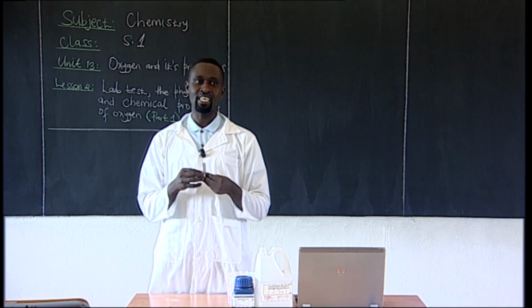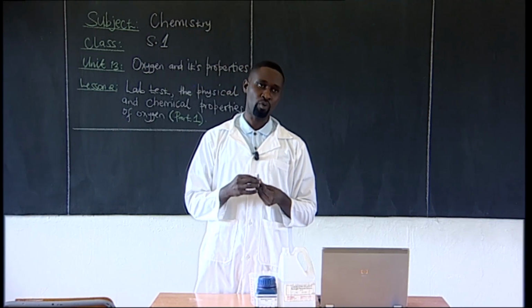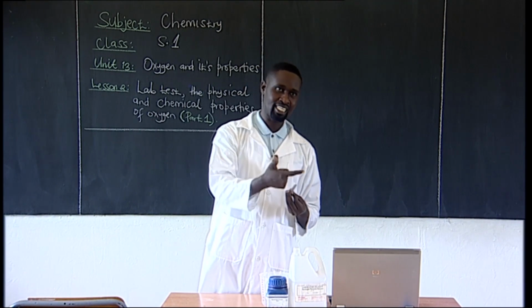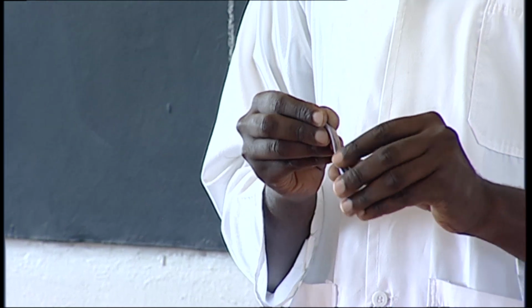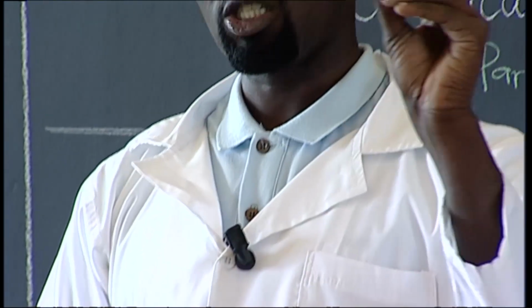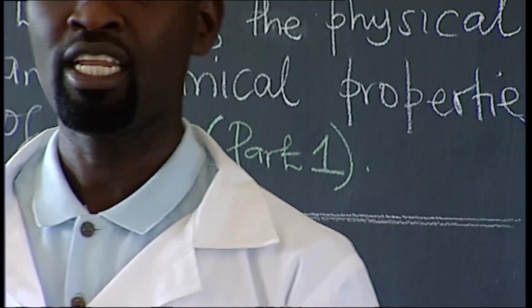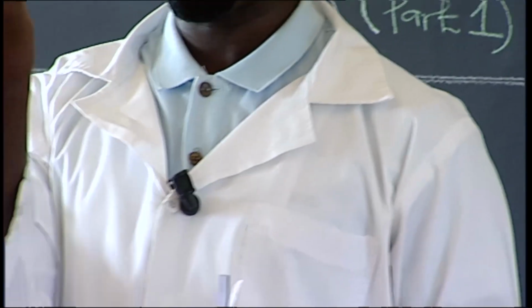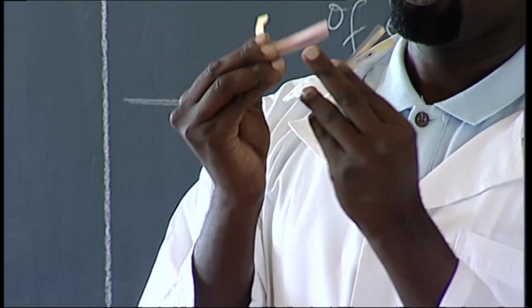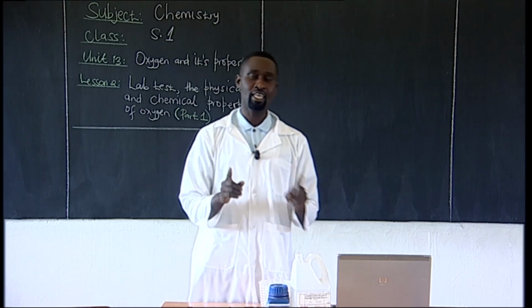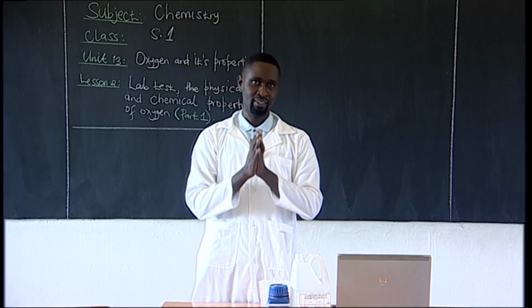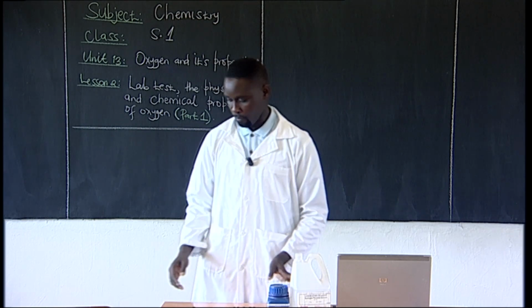These tell us whether the gas is acidic or basic. If it is acidic, it turns blue litmus paper to red, and if it is basic, it turns red litmus paper to blue. You looked at these color changes with the indicator when you were studying acids and bases. That is well catered for.